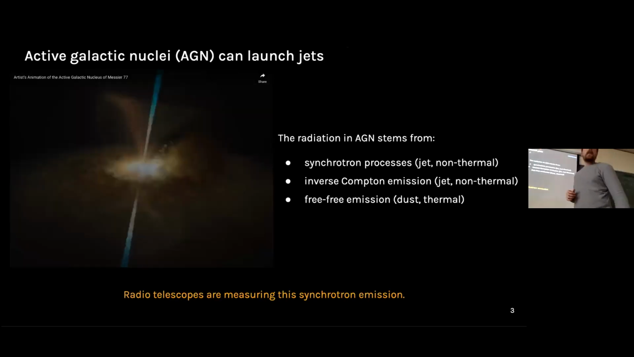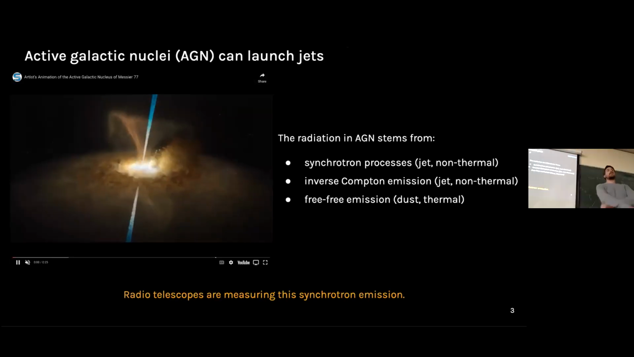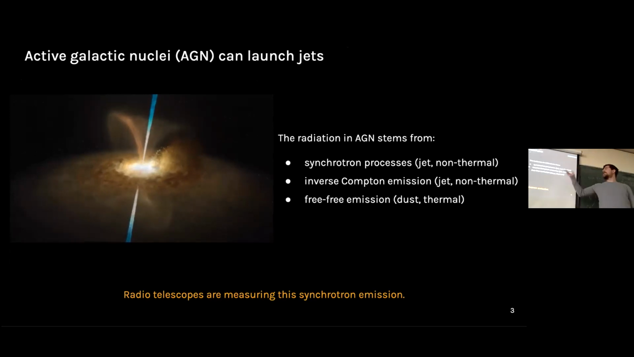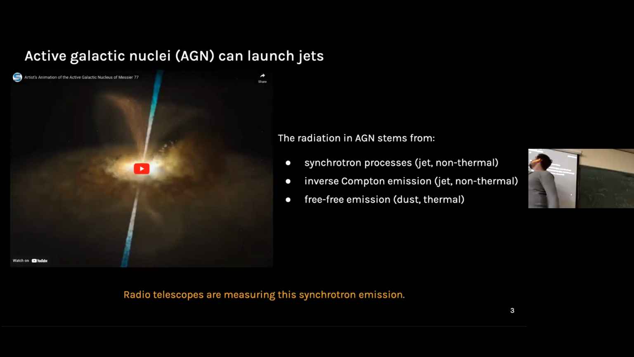So, as you know, active galactic nuclei, or AGN, can launch jets. This is what you see in this illustration on the right. We have a dusty torus around a central black hole, which ejects the collimated jets from the poles. You can also see some sort of winds structure here, originating from the torus.